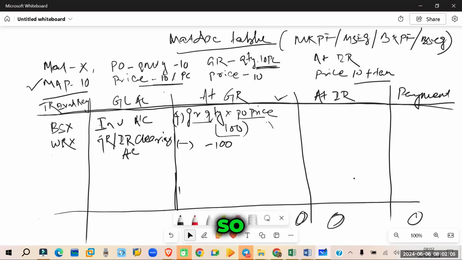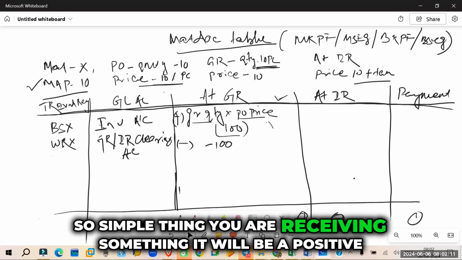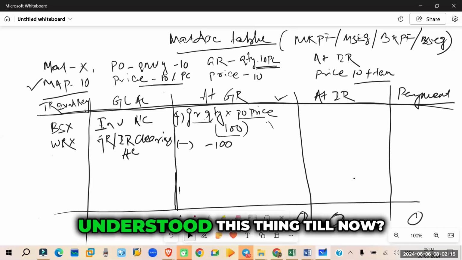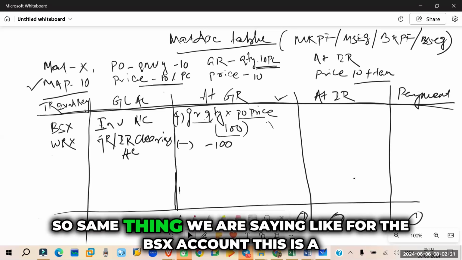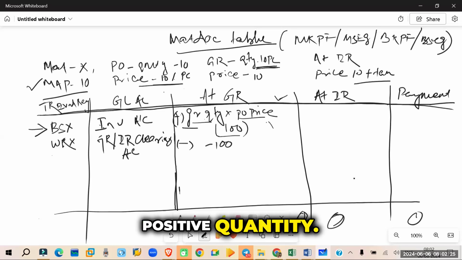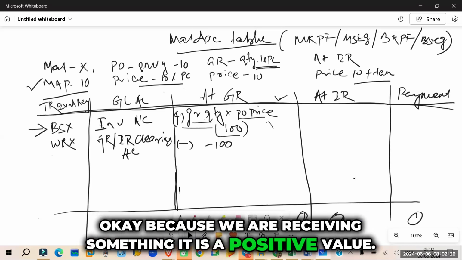Okay, so let's keep it simple. You are receiving something, it will be a positive value to you. Understood this till now? Yes, sir, that is clear. So same thing for the BSX account: this is a positive quantity, a positive value, because we are receiving something.